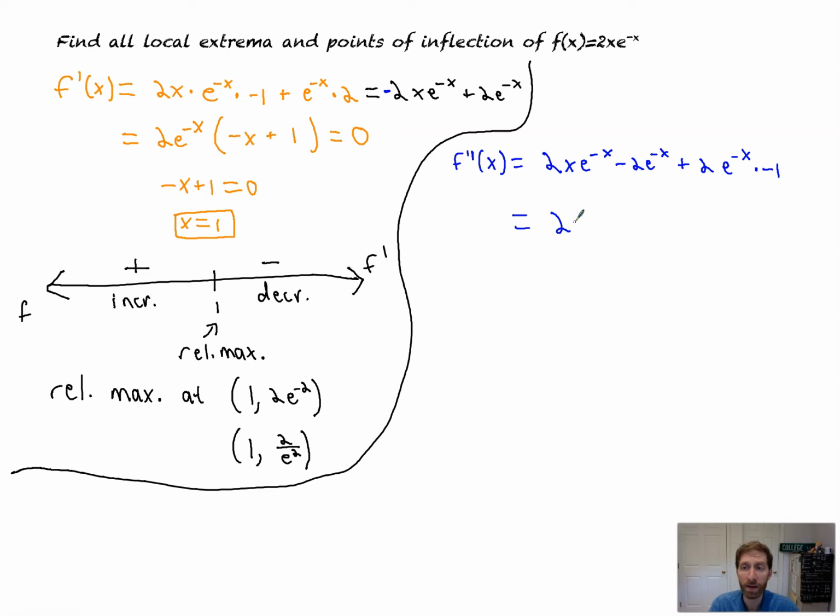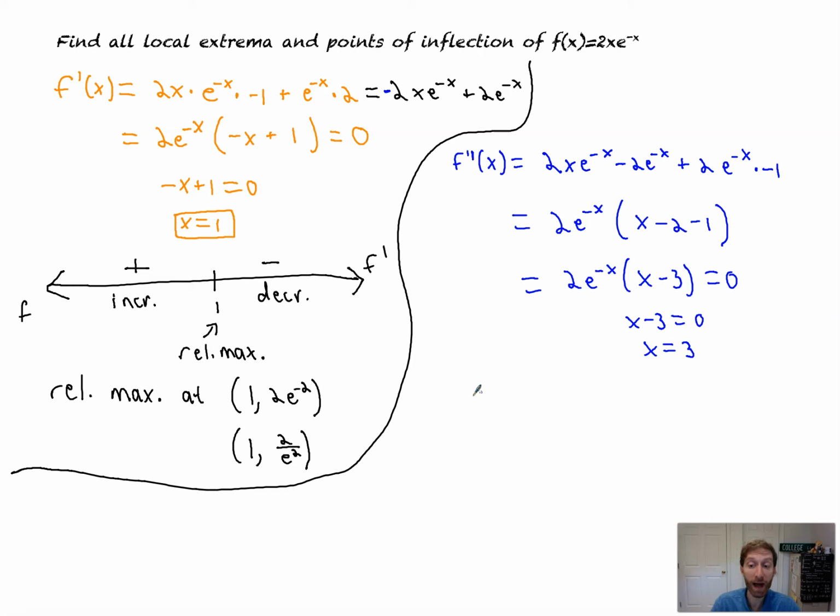So I take that out, 2e to the minus x, and that leaves me with x here, minus 2, and then 2e to the minus x factored out, and a minus 1. Not so bad. So I've got 2e to the minus x times x minus 3. We set that equal to 0, and we'll get that x minus 3 is equal to 0, so x is equal to 3. So that's a possible point of inflection.